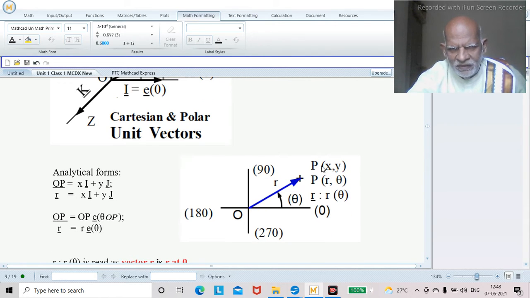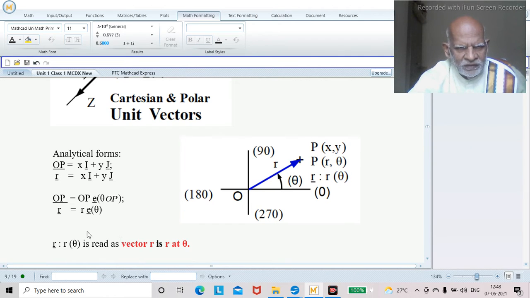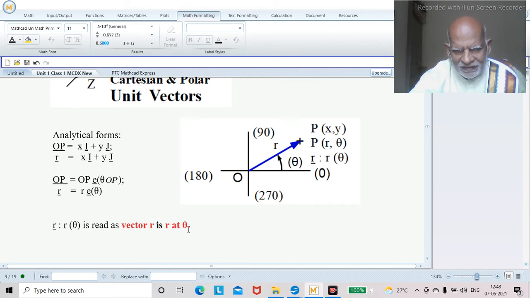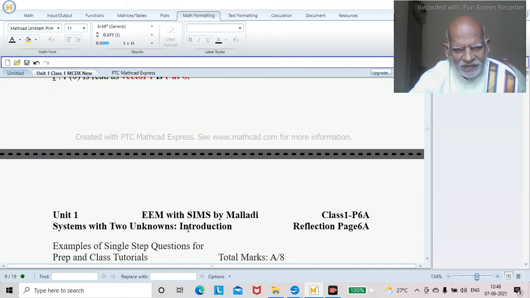A point can be defined by x, y, or r, theta, or we can avoid all this and use only r, theta here. When it comes to writing an equation, you write r x i plus y j like this, or r e^(i theta). How do you write it? You can write r e theta, or r at theta, or at an angle theta. So e means at.